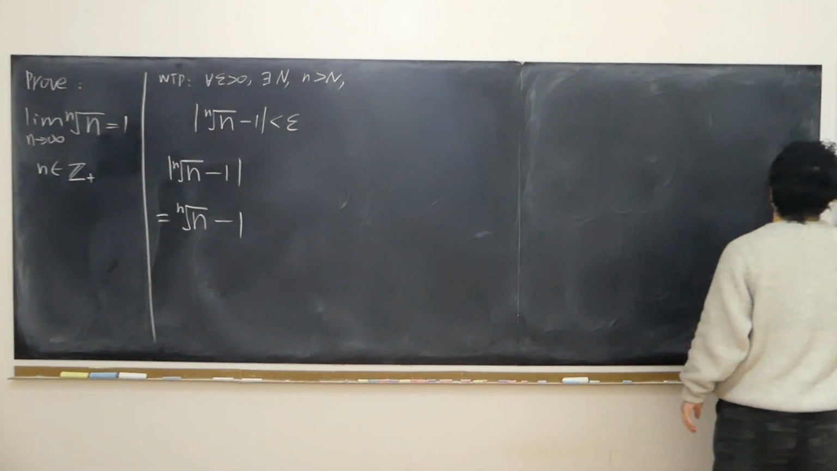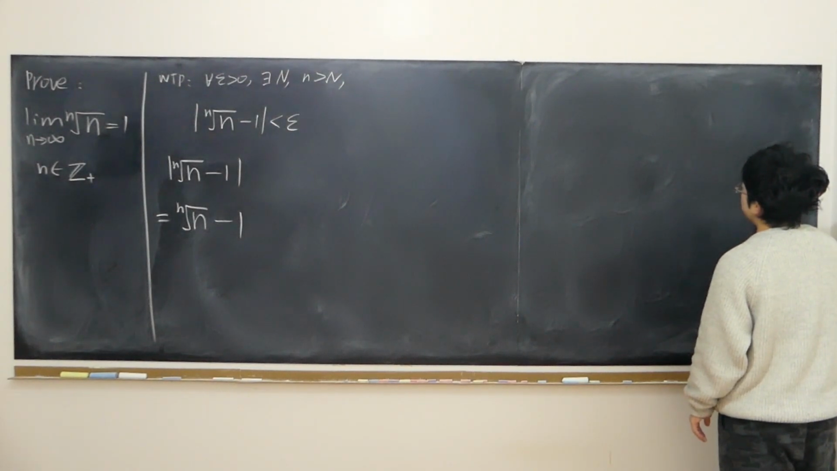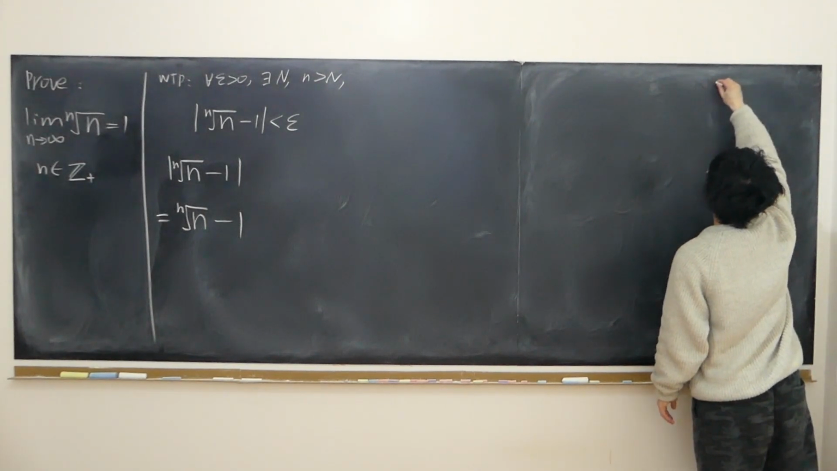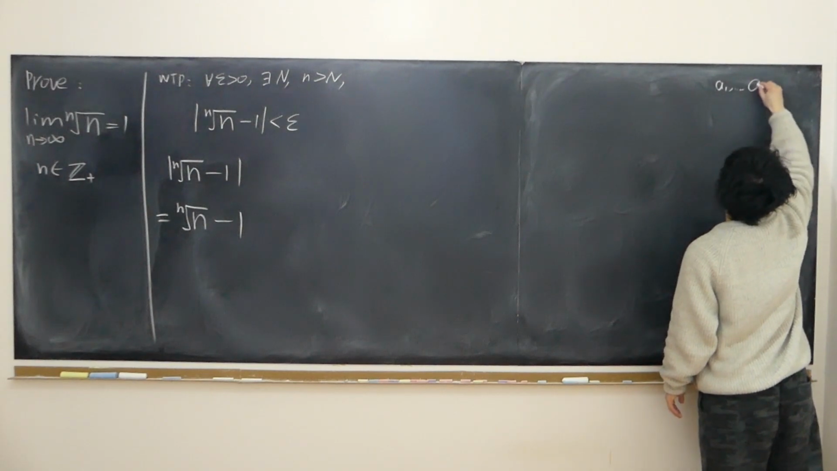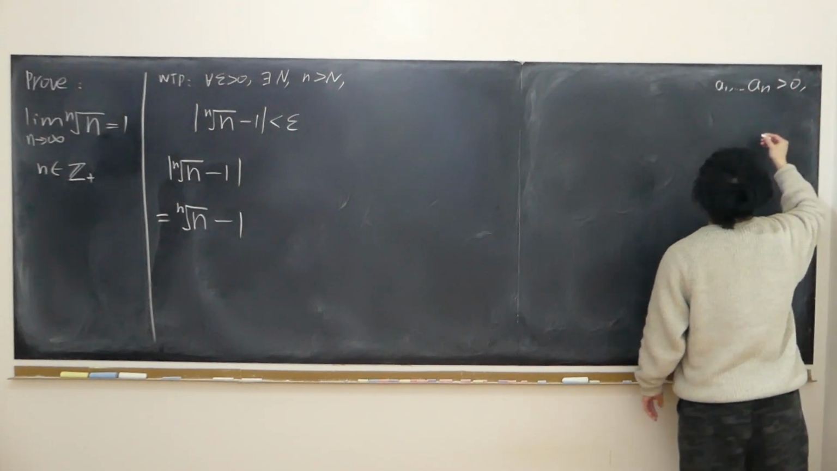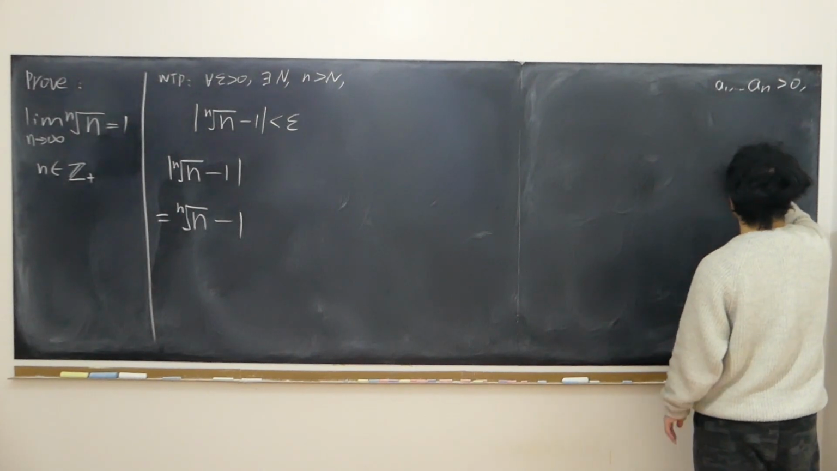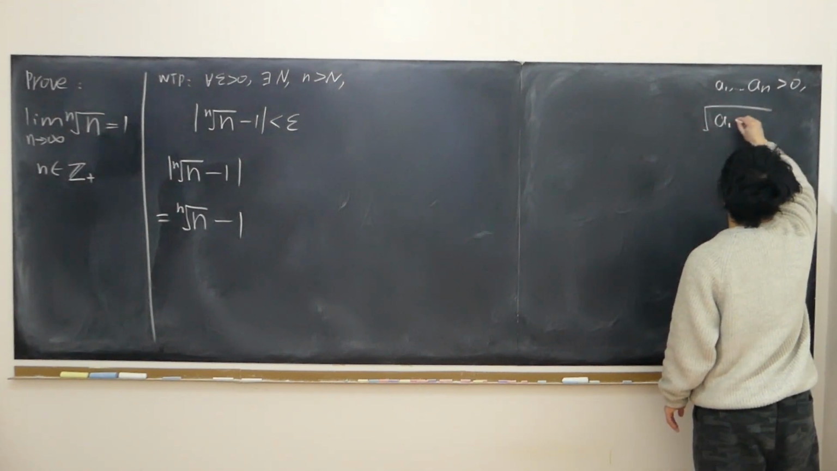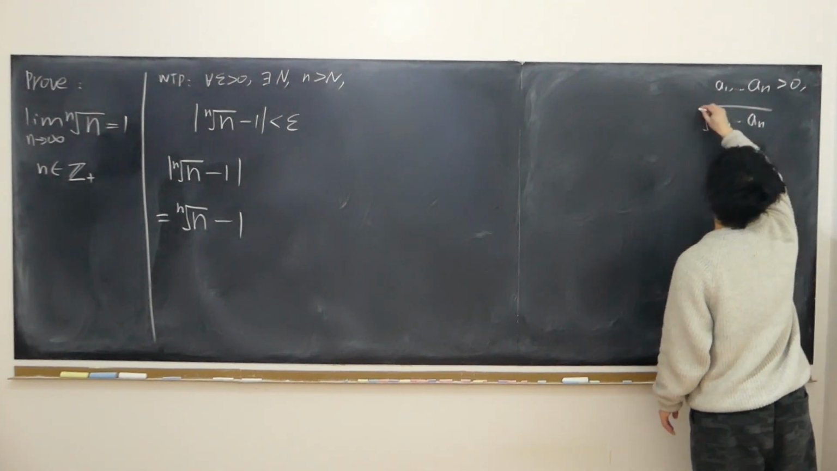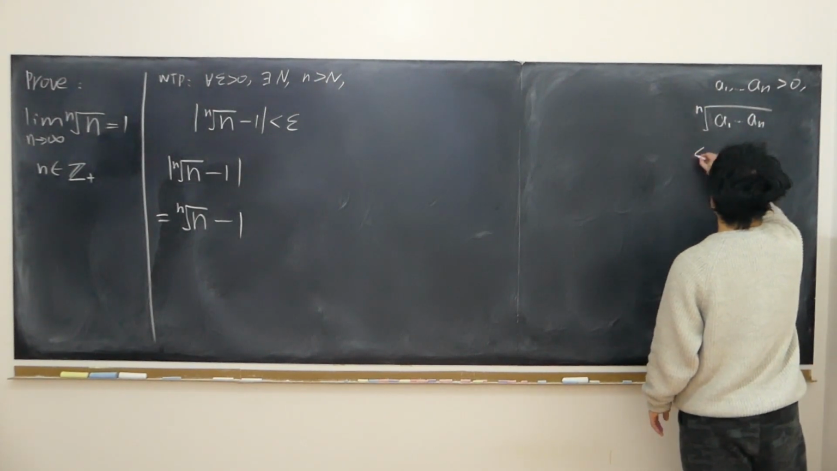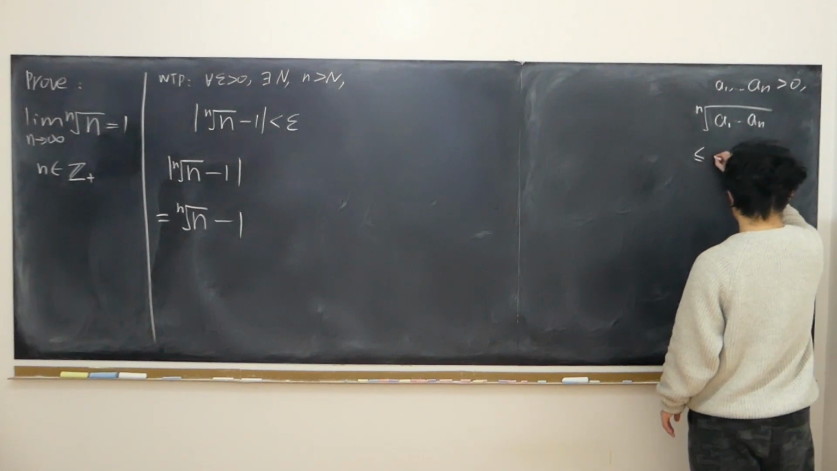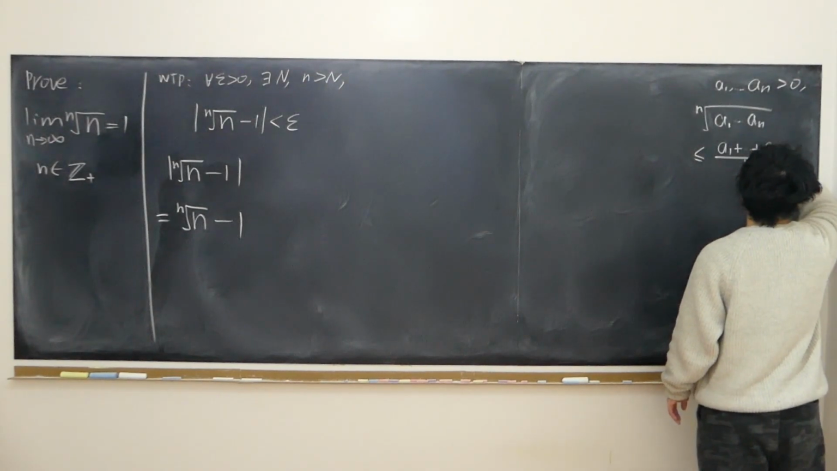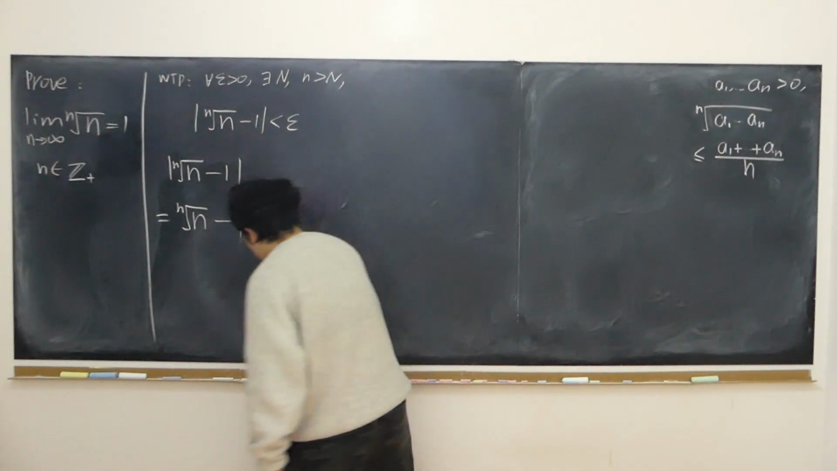Well, first of all, I'm going to use the AM-GM inequality. Remember, as long as we have n positive numbers A1, all the way up to AN, that are all positive, then we can have the AM-GM inequality. That is, the nth root of A1 times all the way up to AN is no larger than the arithmetic mean, that's divided by n, A1 plus all the way up to AN.